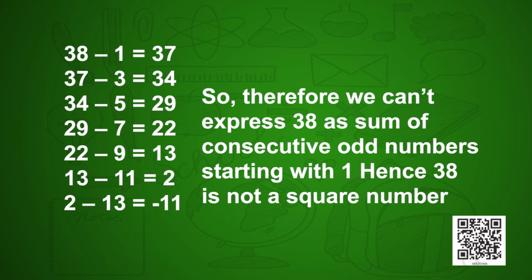Let us try to check another number. Let us take 38. Now, from this 38, let us start subtracting the odd numbers from 1. So, when you subtract 1 from 38, we get 37, then subtract 3, we get 34, subtract 5, we get 29, and so on. At the end, when you subtract 11, you end up with 2, and when you subtract 13 from 2, we get minus 11. So, we got a negative number. So, here we can't express 38 as a sum of consecutive odd numbers starting with 1. So, therefore, we can say that 38 is not a square number.